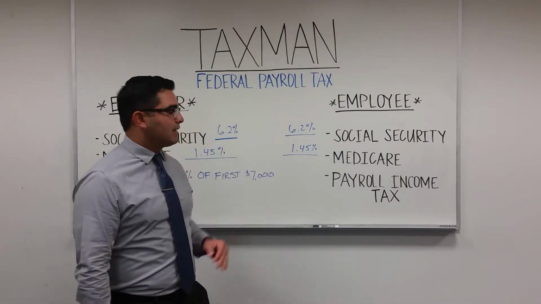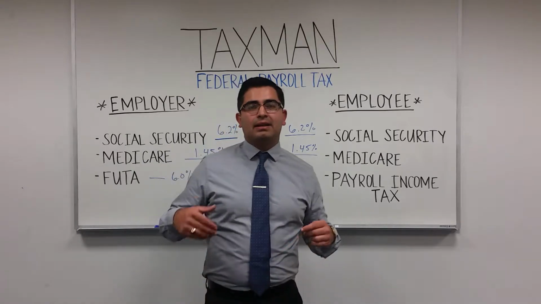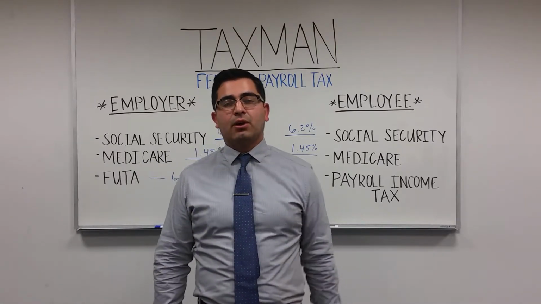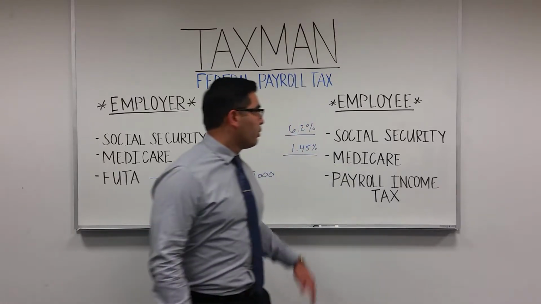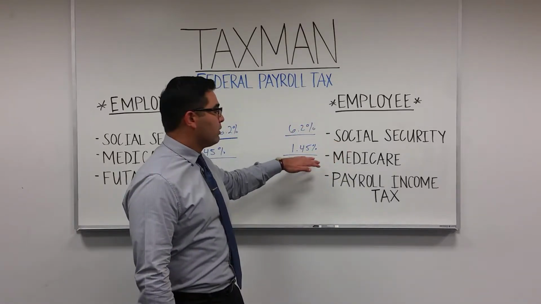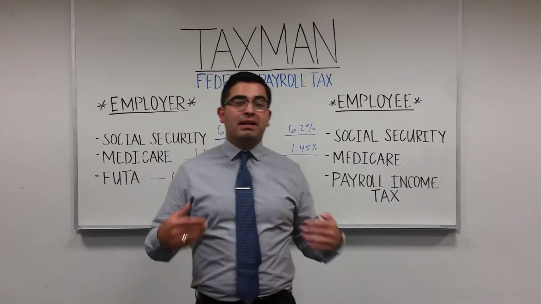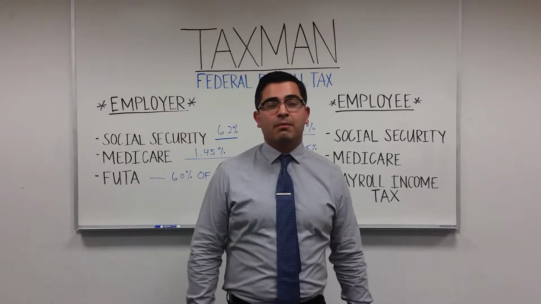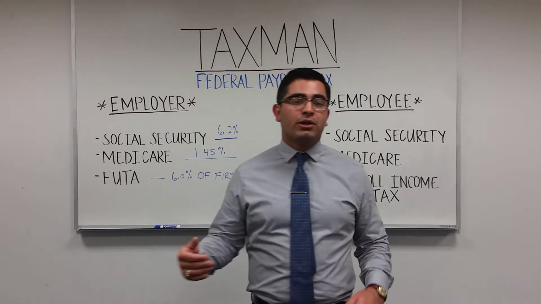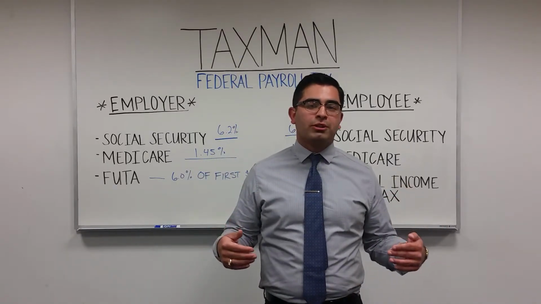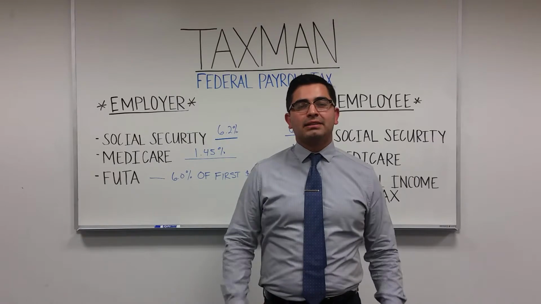Next is Medicare tax. So again, both the employer and the employee are responsible for Medicare tax, and the employee is also responsible for 1.45% of Medicare tax for the amount of money they earn via paycheck. So in total, the employer and employee portion of Medicare tax is 2.9%.